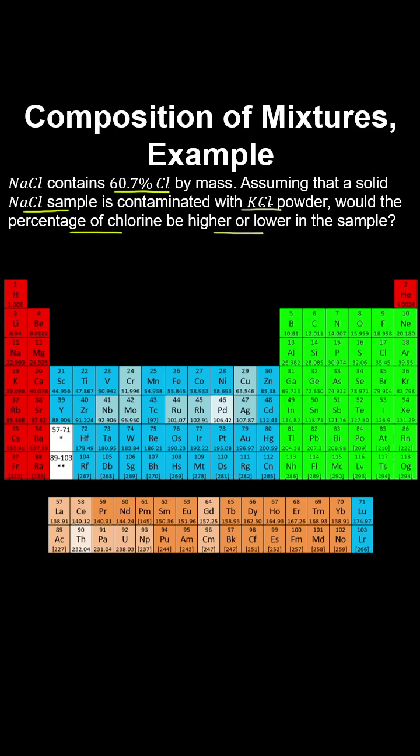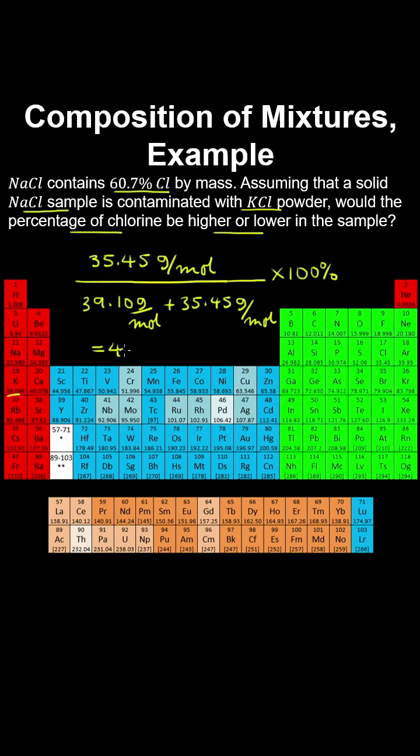Well, the percentage of chlorine in potassium chloride powder can be obtained using the molar masses in the periodic table. So we have the molar mass of chlorine over the molar mass of potassium chloride, which gives 47.6% of chlorine in potassium chloride. So therefore, given this percentage is lower than the percentage of chlorine in sodium chloride, then we expect that the percentage of chlorine in the entire sample would be lower. And really have a think about this.